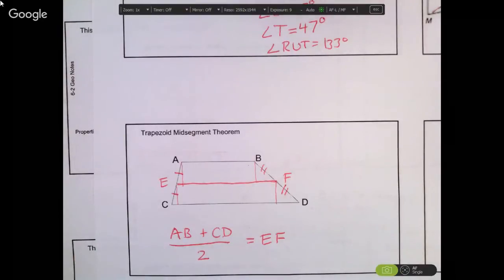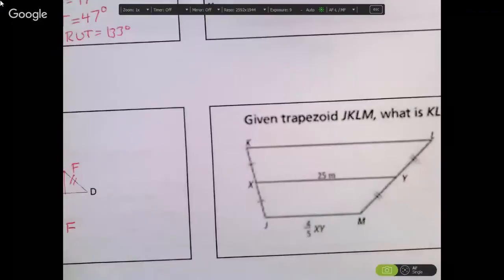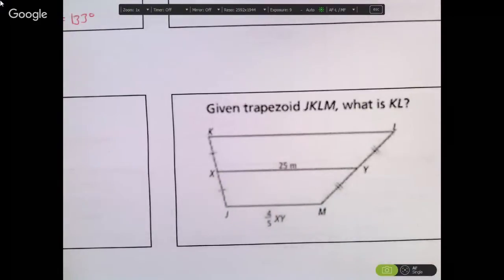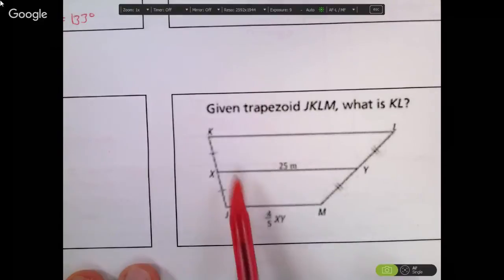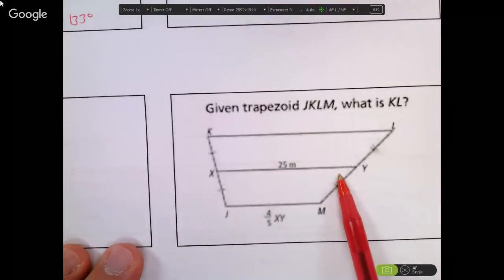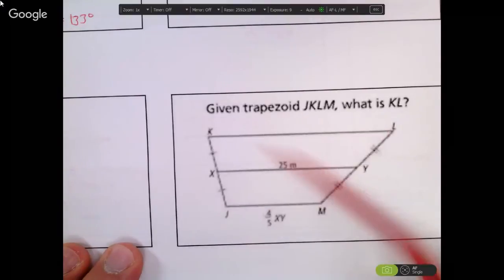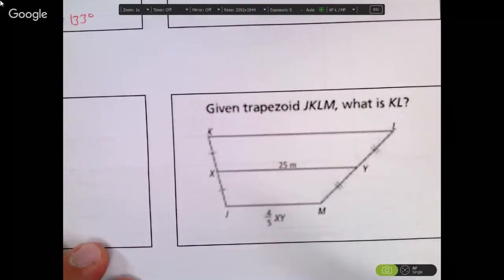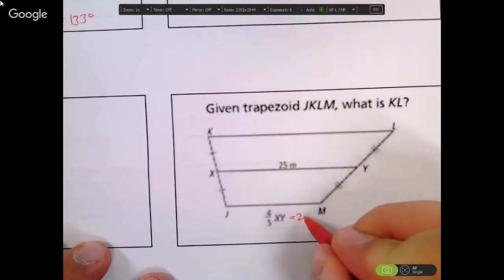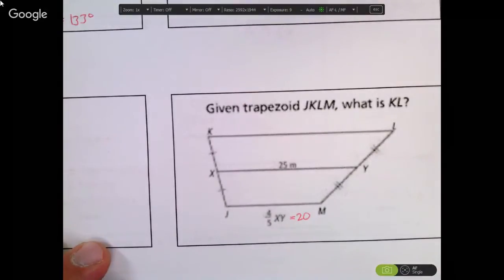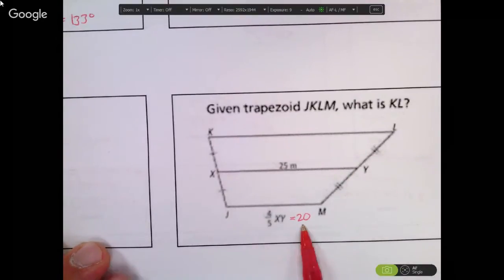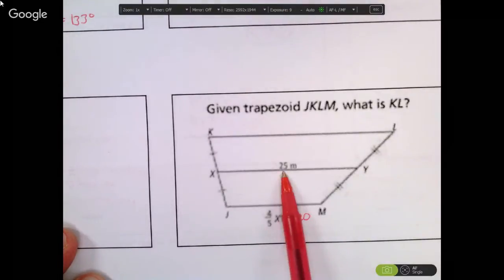The next one here. They were really weird in how they asked this question, in my opinion, but we're going to go with it. They gave us that the mid-segment's 25. I'd like to be able to find this length and this length. Let's start with the bottom. This length equals 20: 4/5 of XY, and XY is 25, so that's 20. This is how they try to trick us: they gave us, in a sense, the answer.